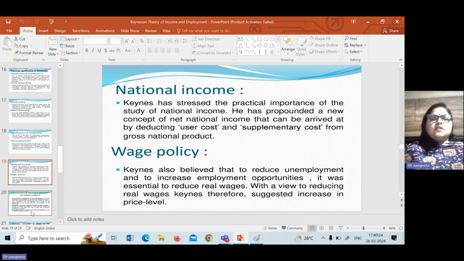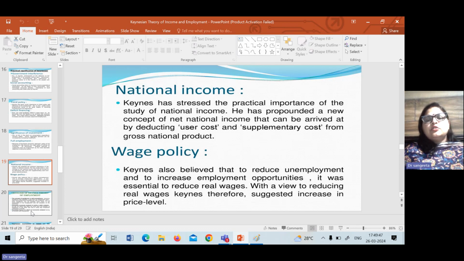Next significance is national income. Keynes has stressed the practical importance of the study of national income. He has propounded a new concept of net national income that can be arrived at by deducting user cost or supplementary cost from the original national product. He also introduced the real wage policy.